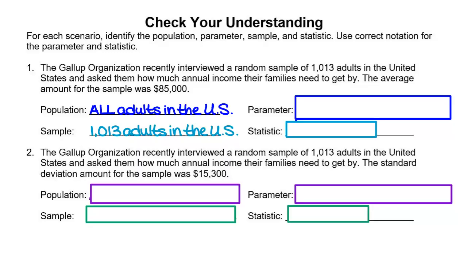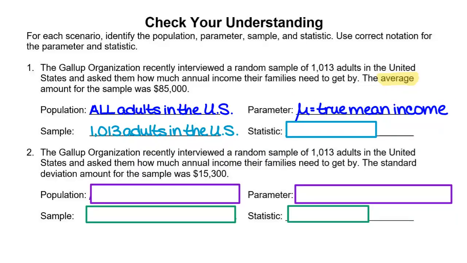What is it that we want to know? Look at the very last sentence. It says the average amount for the sample. So the thing that we're interested in is the average for what? The entire United States. So I'm going to say mu equals, I need to use my correct symbol, mu equals true mean income or true average income.